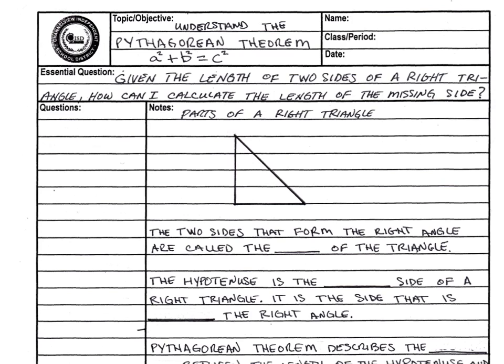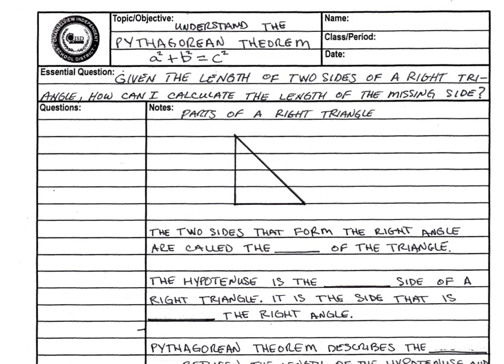Okay, today's topic is understanding the Pythagorean theorem, also known as a squared plus b squared equals c squared. By the end of the video, you'll understand this equation. Our essential question is this: given the length of the two sides of a right triangle, how can I calculate the length of the missing side? By the end of this video, you should be able to answer that question.